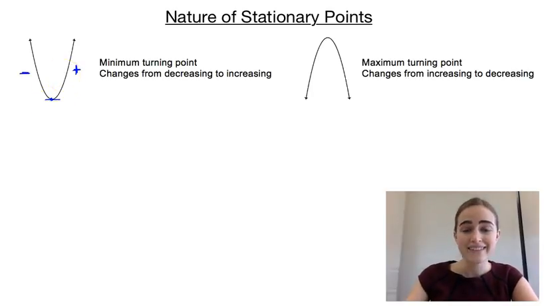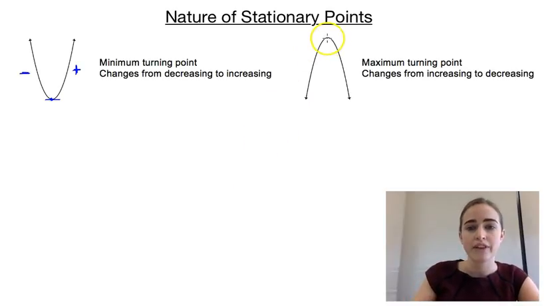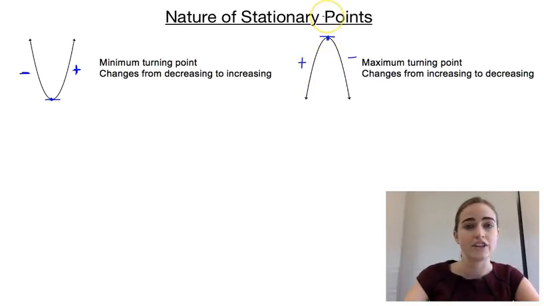So as you can probably guess, the next type of stationary point is a maximum turning point. So we have our stationary point here, where the gradient of the tangent is 0. But this time we're going from it being an increasing function, so a positive gradient, to being a decreasing function. So it's got that negative gradient there, and it's changing at that stationary point.